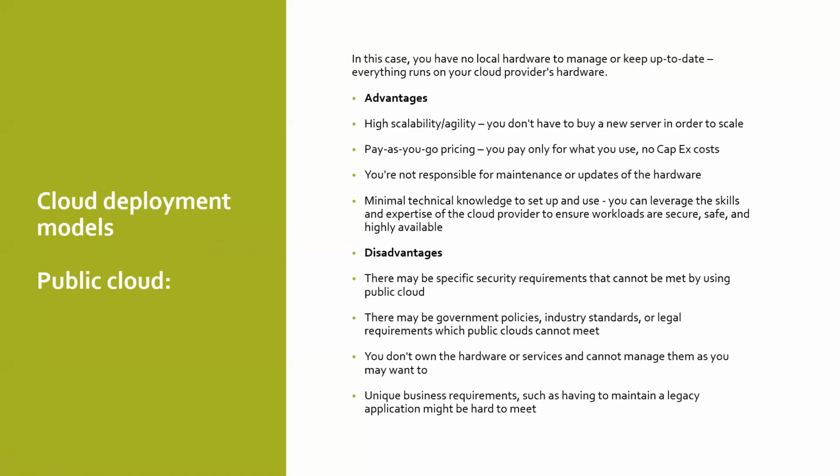So what are the cloud deployment models? There are three models. One is public cloud, a second one is private cloud, third one is hybrid cloud. Let's talk about public cloud. So in public cloud, you have no local hardware to manage or keep up to date. Everything runs on your cloud provider's hardware.